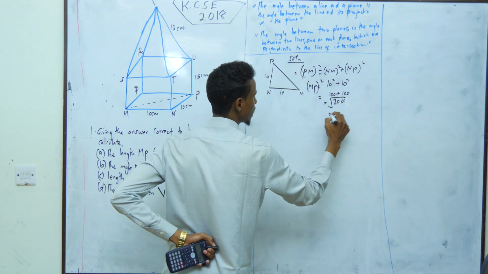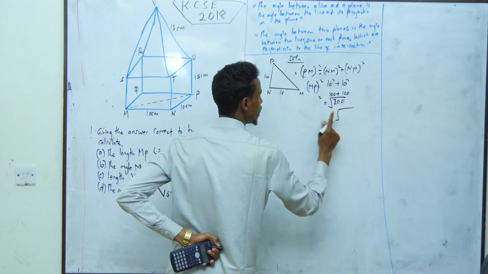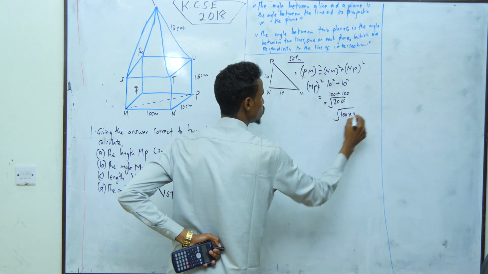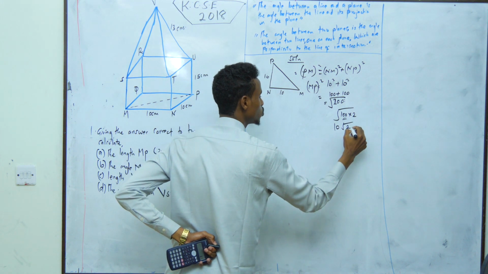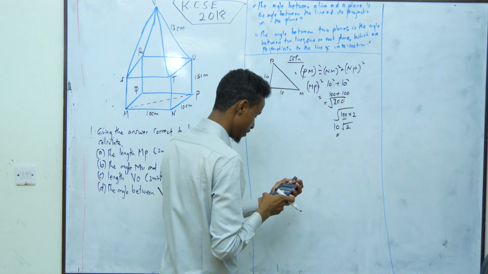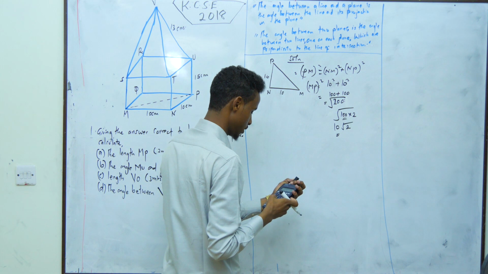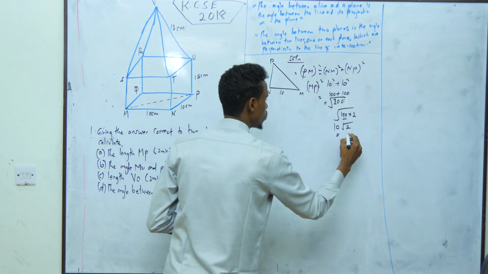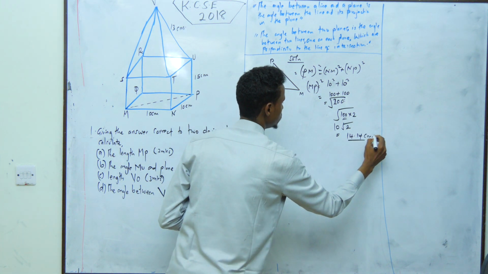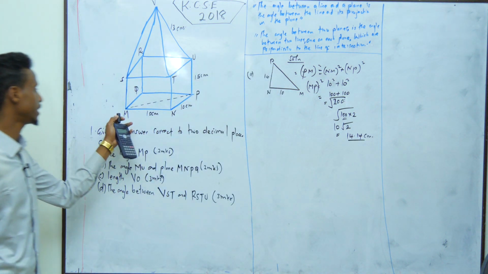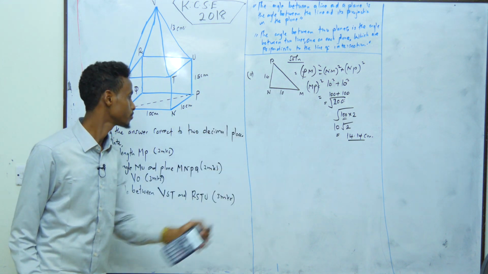Now the square root of 200 can be solved like this: it will be 100 times 2. This is a perfect square root, that is 10 root 2, which is going to give us 14.14 centimeters. And that is the length MP.